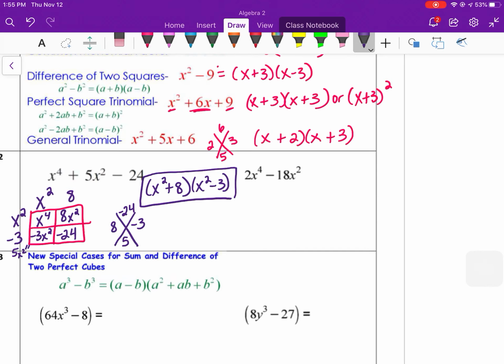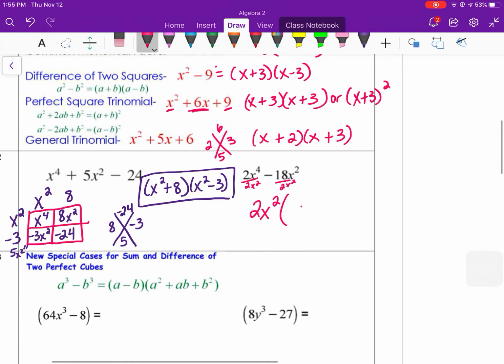Okay, so for 2x to the 4th minus 18x squared, I notice right away that they're both divisible by 2, and I can take out an x squared. So if I divide them both by 2x squared, I'm going to be left with x squared. So x to the 4th divided by x squared is x squared, and the 2's cancel. And then negative 18 divided by 2 is negative 9, and x squared divided by x squared cancels.